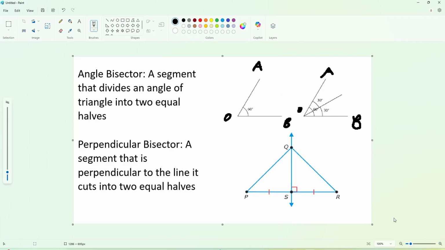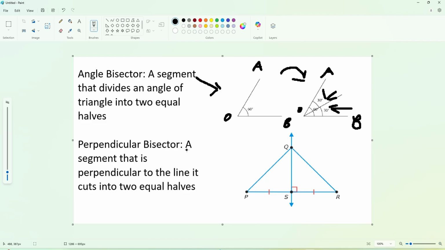On to our next term, an angle bisector, a segment that divides an angle of a triangle into two halves. As you can see here, angle AOB is 60, and onto the next image, AOB is cut into two halves by the angle bisector, to 30 and 30.